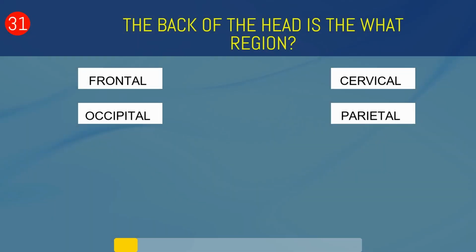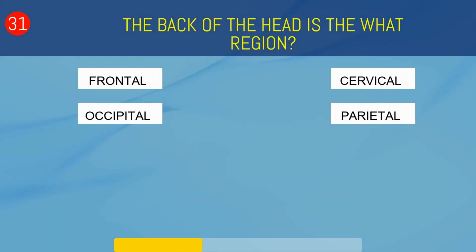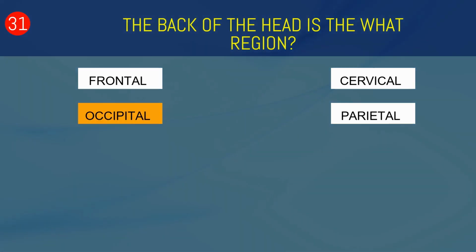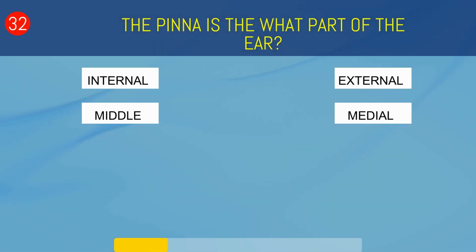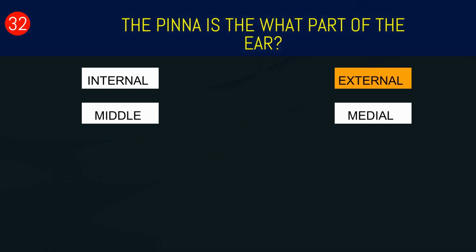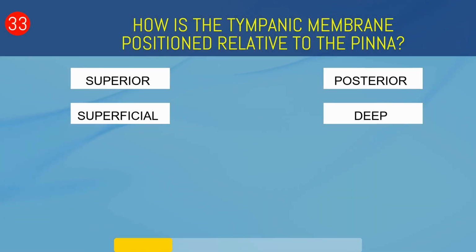Lateral. The back of the head is the what region? Frontal, occipital, cervical, or parietal? Occipital. The pinna is the what part of the ear? Internal, middle, external, or medial? External. How is the tympanic membrane positioned relative to the pinna? Superior, superficial, posterior, or deep?